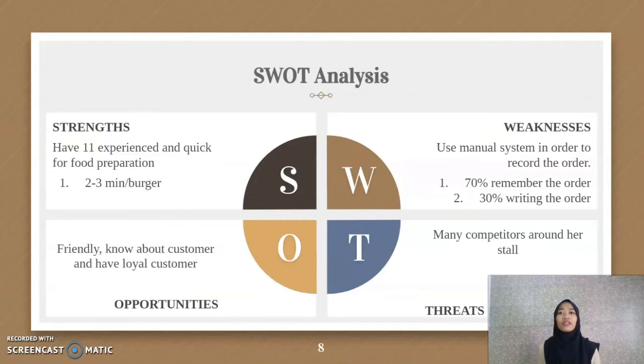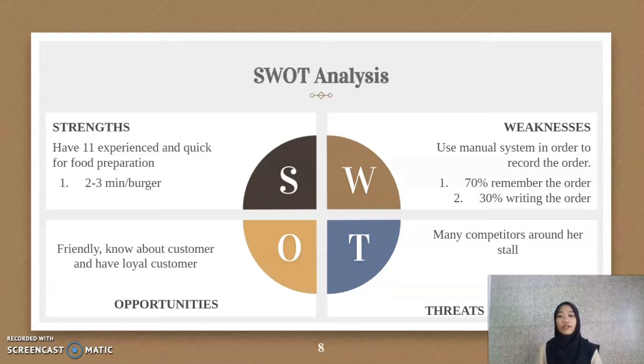For strength, because she has 11 years of experience, when she makes a burger, she takes only 2 or 3 minutes. And for the weakness, she uses a manual system to record orders, like 70% remember the order, 30% write the order. Because she uses this manual system, she might increase the risk of mistaken orders, and it can also lead to increased cost.